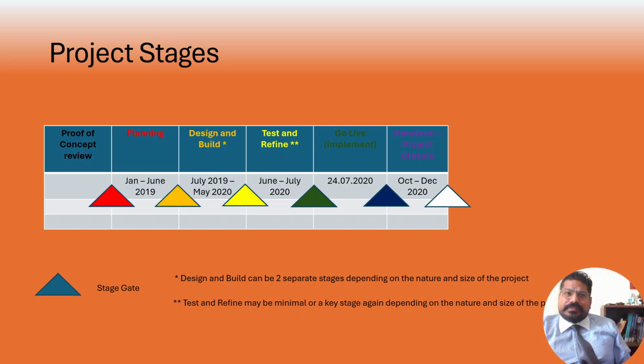You see, project stages: proof of concept review, then you have planning, design and build, test and refine, go live, implement, and handover, project closure. So design and build can be two separate stages depending on the nature and size of the project. Test and refine may be minimal or a key stage, again depending on the nature and size of the project. So you see, these are stage gates. First, you are doing a stage gate at the proof of concept review, the needs assessment. Then at the planning, then at the design and build, then test and refine, go live, etc.